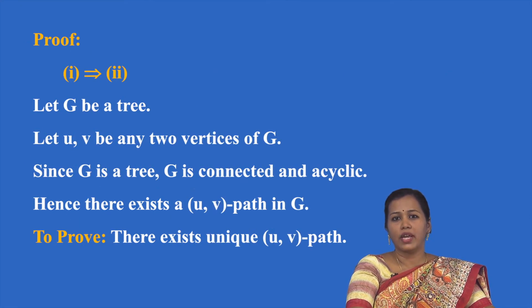First, we shall prove that 1 implies 2. Let G be a tree. Let u and v be any 2 vertices of G. Since G is a tree, G is connected and acyclic. Hence, there exists a uv path in G. We have to prove that there exists a unique uv path.